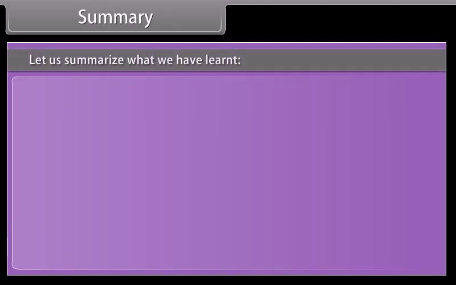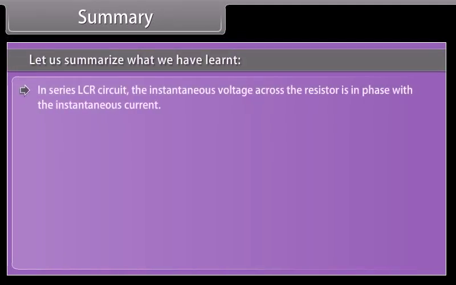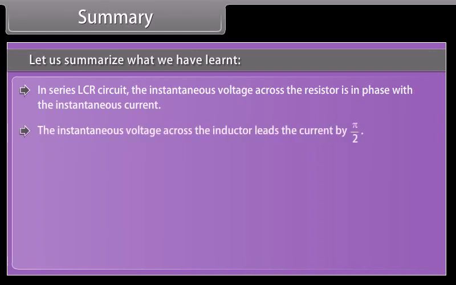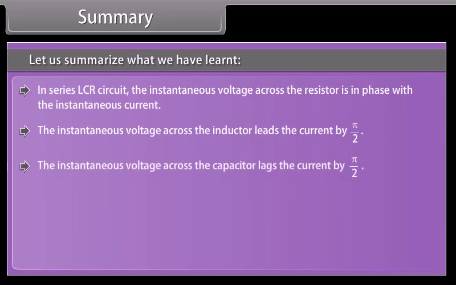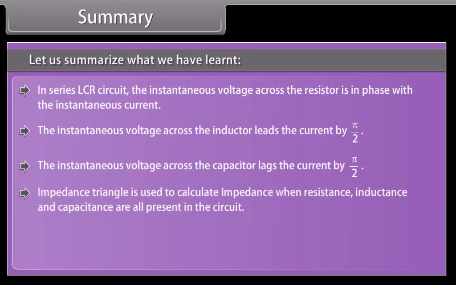Summary. Let us summarize what we have learned. In a series LCR circuit, the instantaneous voltage across the resistor is in phase with the instantaneous current. The instantaneous voltage across the inductor leads the current by pi/2. The instantaneous voltage across the capacitor lags the current by pi/2. The impedance triangle is used to calculate impedance when resistance, inductance, and capacitance are all present in the circuit.